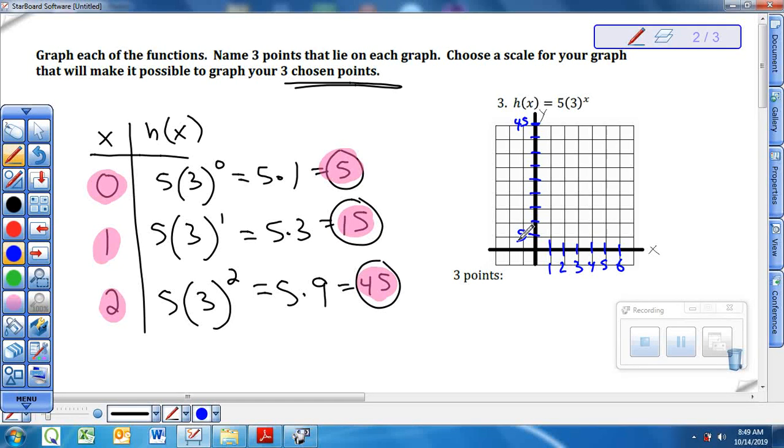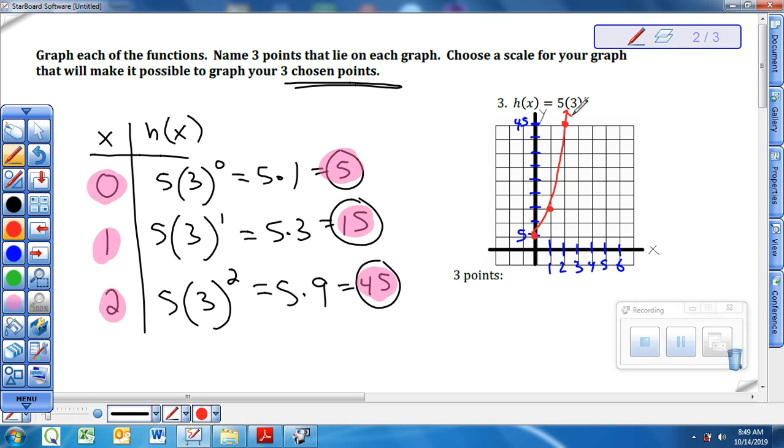So let's plug in. I'll do this part in red. 0, 5: over 0, up 5. That's my y-intercept. According to the function, I started at 5. Perfect. The 0th number is 5. That was easy. 1, 15: over 1, up 5, 10, 15. 2, 45: over 2, up 45. I'm connecting these. You can see they're curving, and this would keep going up.